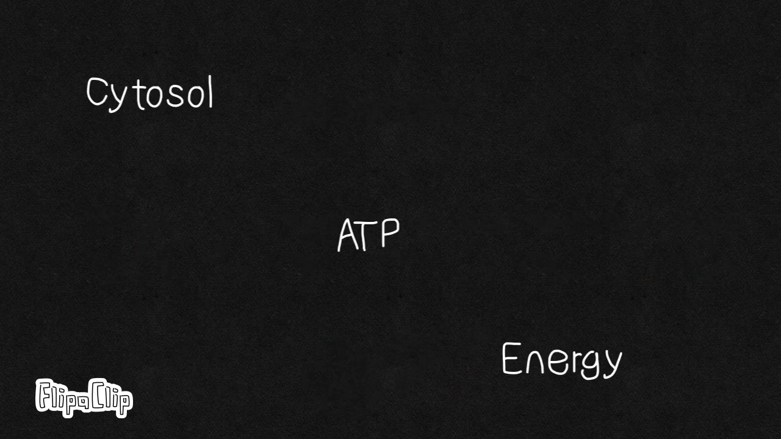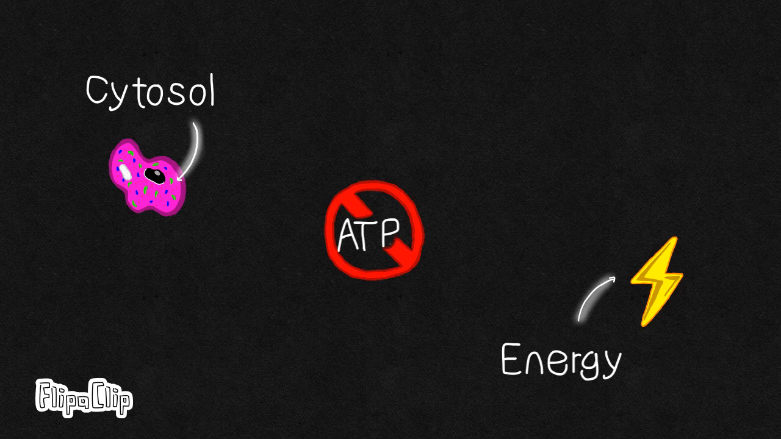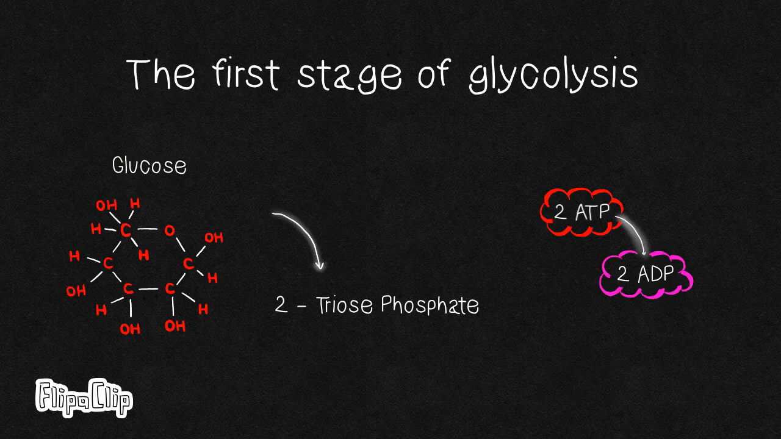The pentose phosphate pathway takes place in the cytosol. Energy in the form of ATP is not required and the pathway doesn't generate any energy throughout its operation. A phosphate group is added to glucose during the first stage of glycolysis to transform it.